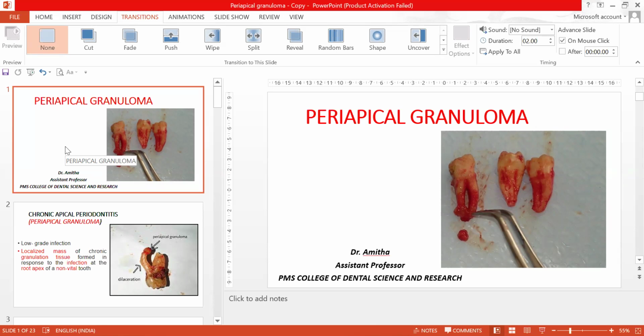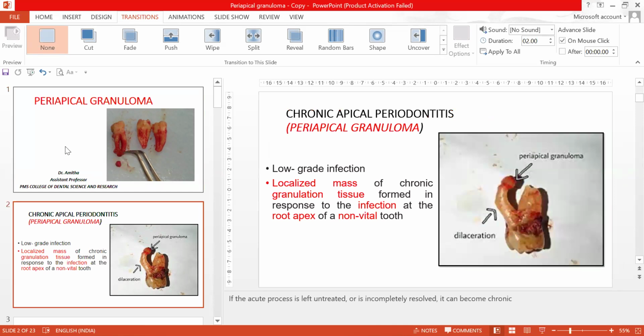Today we'll be talking about periapical granuloma. Chronic apical periodontitis or periapical granuloma is a low-grade infection which is characterized by a localized mass of chronic granulation tissue formed in response to the infection at the apex of the root of a non-vital tooth.